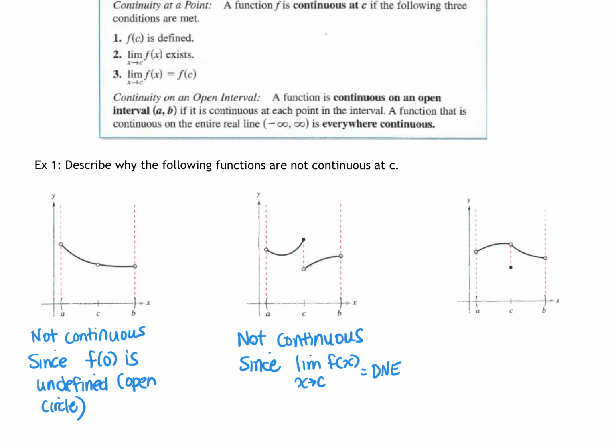Okay, now the third graph, let's talk about what we're seeing here. I have to check all three conditions, and I'm always going to do them in this order. First of all, does f of c exist, in other words, is it defined? F of c, do I have a closed circle? Yes, I do. So the first condition is met, it's defined.